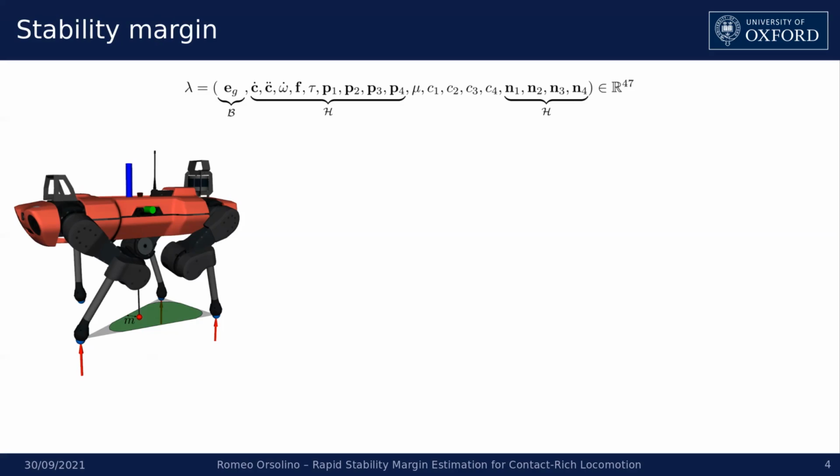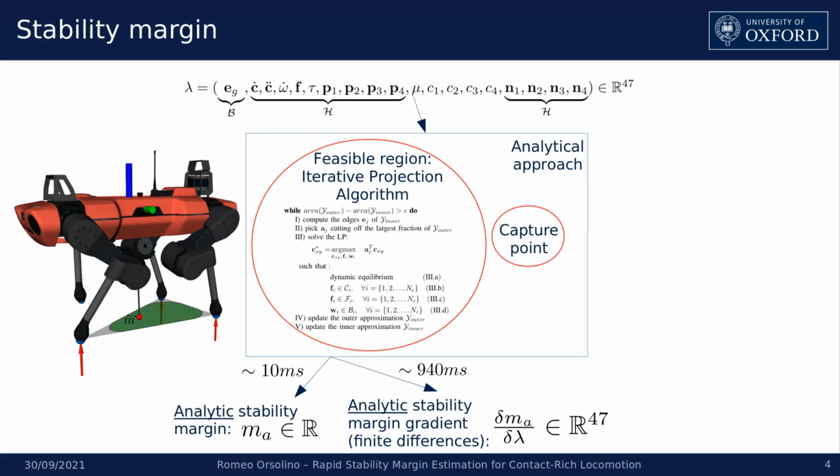The computation of the stability margin according to the analytical approach requires the computation of the feasible region, which is achieved by means of the iterative projection algorithm, and of the capture point. When these two objects are given, we can then compute their distance. Because the iterative projection algorithm involves the sequential solution of multiple linear programs, its computation is not feasible for real-time applications. In our Python implementation, for example, the computation time was approximately 10 milliseconds.